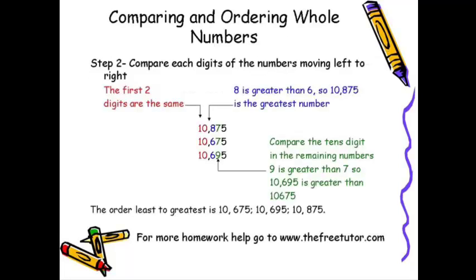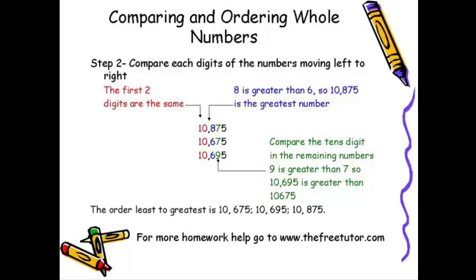Once we have done that, then we're ready for step two. Step two says to compare each of the digits of the numbers moving from left to right. And as you look at these numbers, you can see the first two digits moving from left to right are exactly the same. You can see them colored in red. The first two digits are the same, but the third digit in each of the numbers, there is a difference. One of the numbers has an 8. The other two numbers have a 6. We know that 8 is greater than 6, so we can conclude that 10,875 is the greatest number.